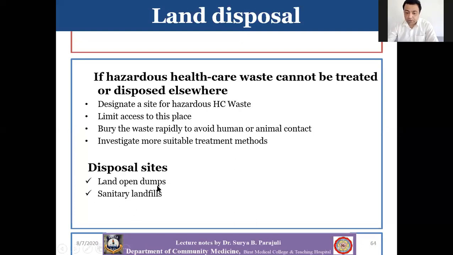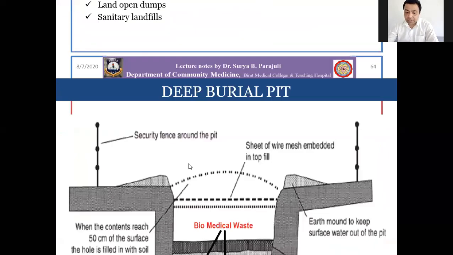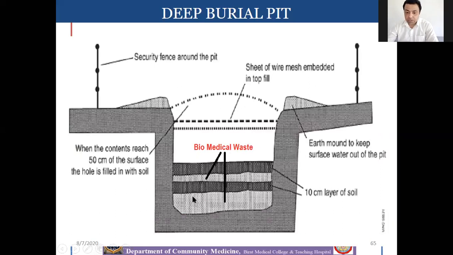Either in open dumps or in proper sanitary landfills. So this is the process of deep burial pit. We need a deep burial pit to manage biomedical waste. But this topic is actually for sanitation engineers. We don't need to know the details.